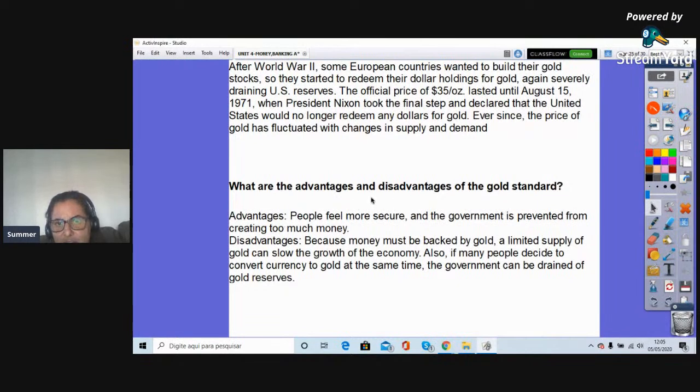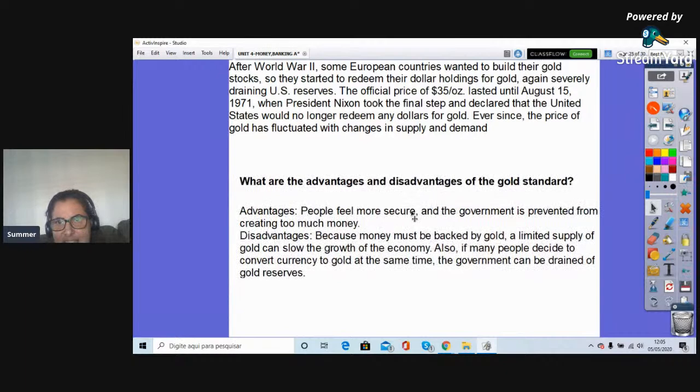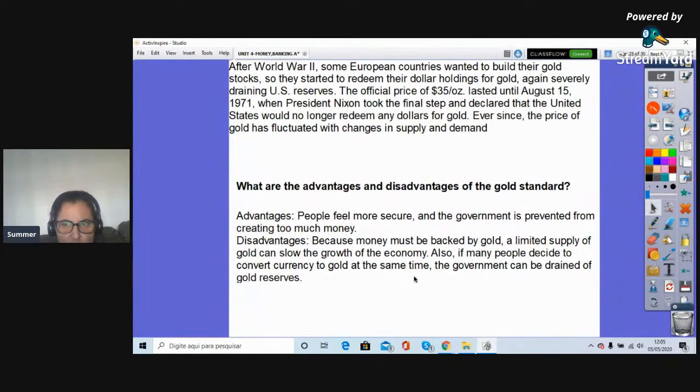What are the advantages and the disadvantages of the gold standard? Guys, remember, the United States started as a gold standard. It's not anymore. The advantage: people feel more secure. Okay, for every dollar I have, there is gold for it. So the government is prevented from creating too much money as well, and there is no way I can lose value. What is the disadvantage of a gold standard?